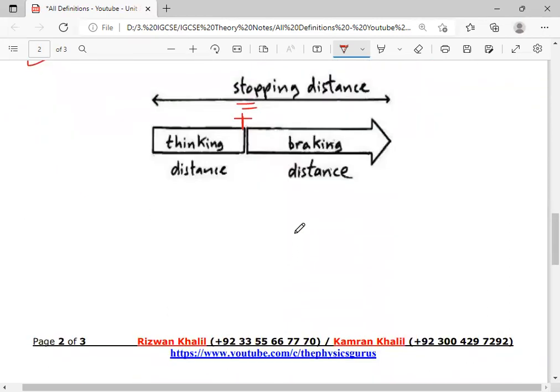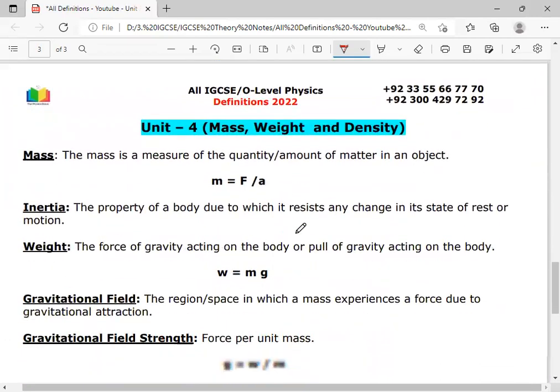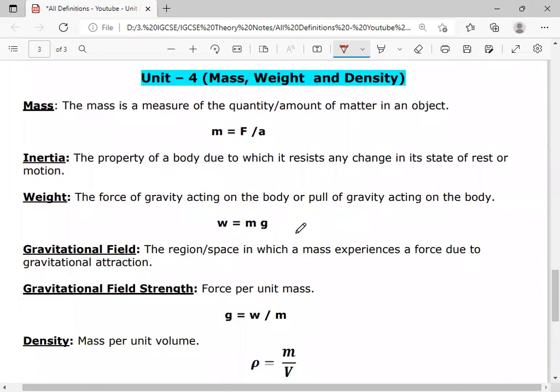Then we will move towards the definitions of unit number 4, that is mass, weight, and density. The mass is the measure of quantity or amount of matter in the object. So the quantity of matter in an object, or amount of matter in an object, is called mass. Mass is denoted by small m and its unit is kg.